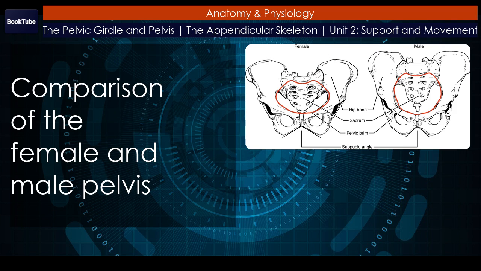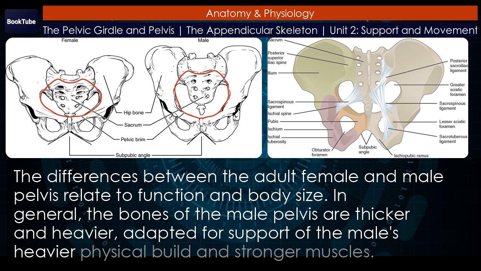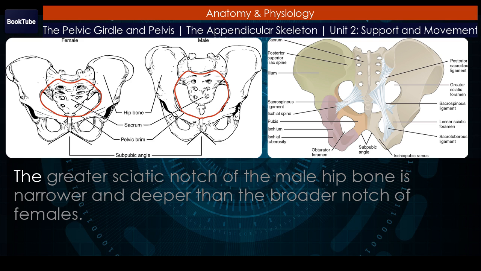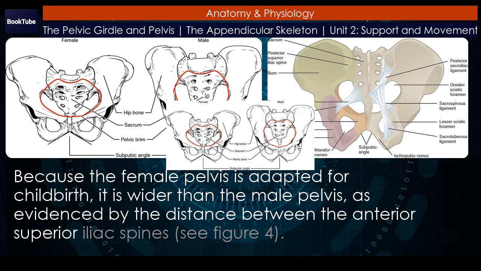Comparison of the female and male pelvis. The differences between the adult female and male pelvis relate to function and body size. In general, the bones of the male pelvis are thicker and heavier, adapted for support of the male's heavier physical build and stronger muscles. The greater sciatic notch of the male hip bone is narrower and deeper than the broader notch of females. Because the female pelvis is adapted for childbirth, it is wider than the male pelvis, as evidenced by the distance between the anterior superior iliac spines.